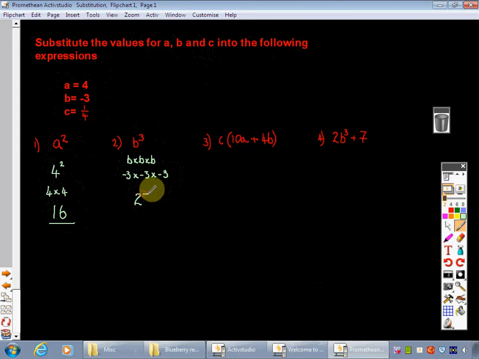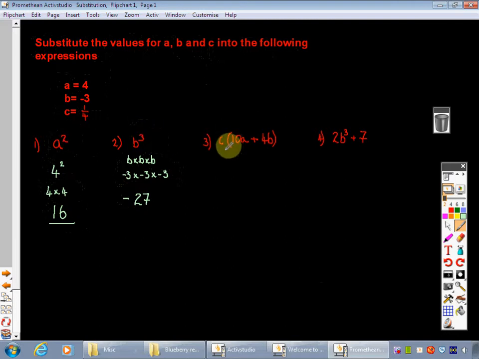So there's my 27. I'm now going to look at the sign part. A minus times a minus times a minus. Minus times a minus would be a plus. That plus then times by a minus would be a minus. So it's minus 27. I hope that's dealt with the indice bit for you.